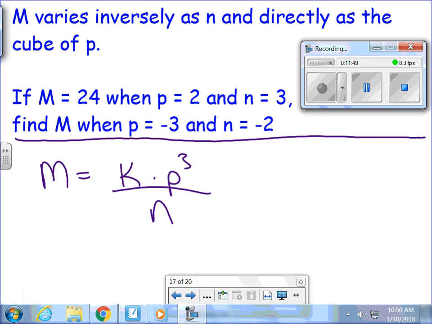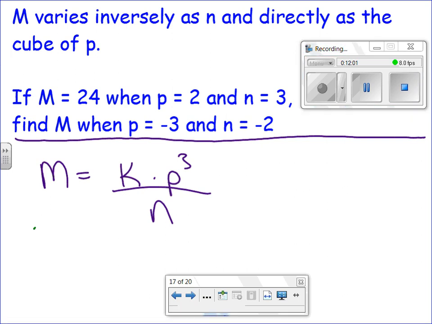The first ones we come to are the ones... Okay, so we're going to take the first 3 numbers we come to, and those are going to be the ones we need for our green step. So 24 is M, P is 2, and N is 3.